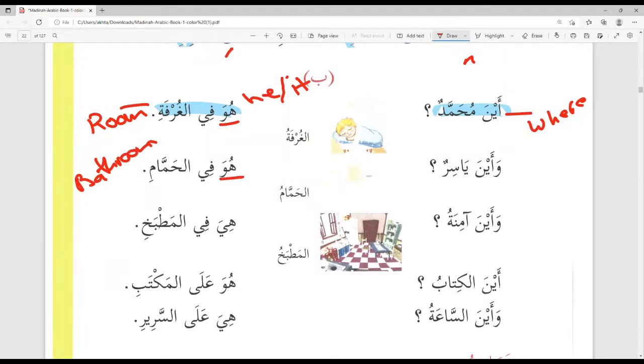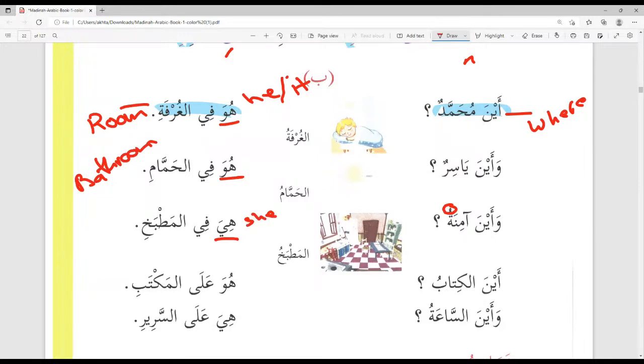Next one we have Bilal and Abdul Qadir. Bilal, read the question. وأين آمنة؟ Pay attention. وأين آمنة؟ عبد القادر. هي في المطبخ. نعم. ما معنى هي في المطبخ؟ She is in the kitchen.